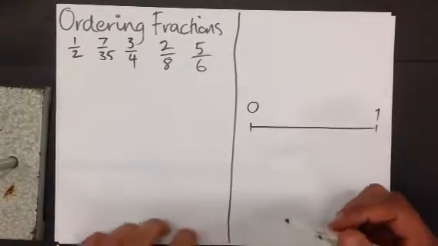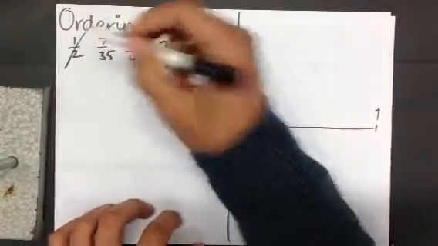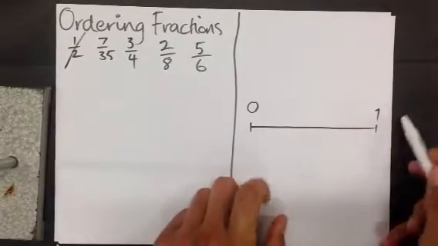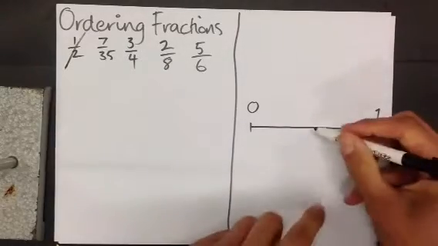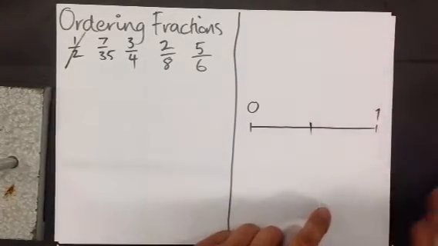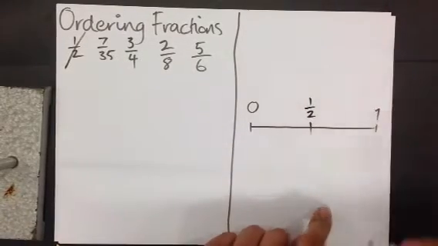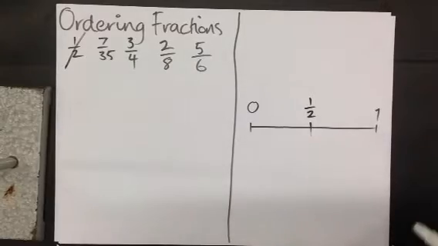So the first thing I do is look at one of these numbers here, which is 1/2. And knowing that 1/2 sits halfway between 0 and 1 on my number line, I can easily just find the halfway point and put 1/2 in there. Alright, so I add that. I know that's pretty simple.